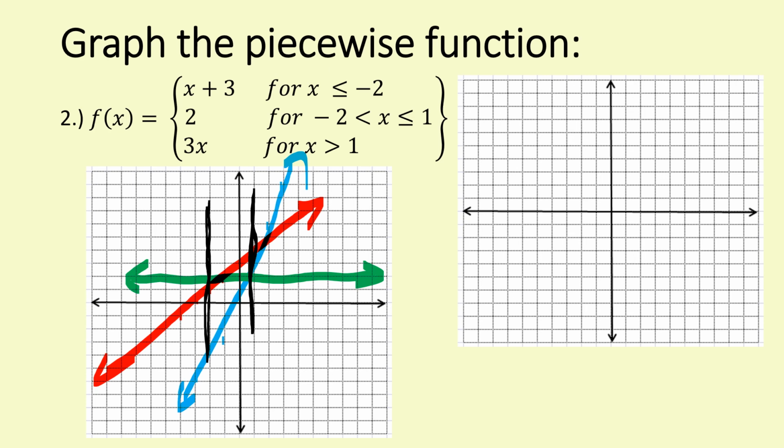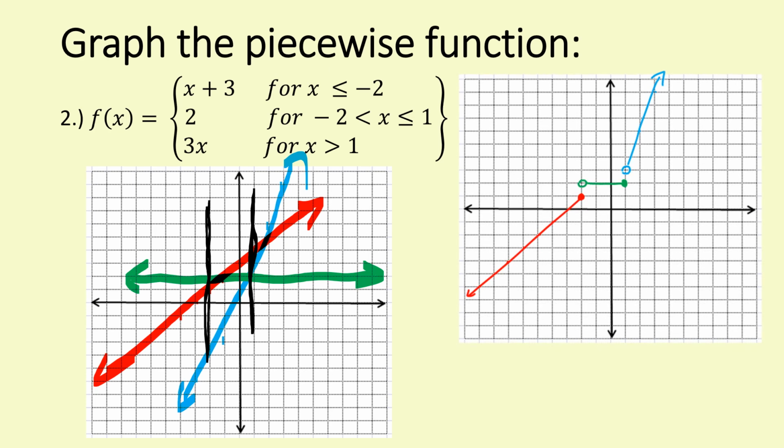Anytime we see a less than or equal to sign or greater than or equal to sign, we use a colored circle at the end of that line. And anytime it's a less than or greater than sign, we use an empty circle. Right, so our completed graph would look like that.